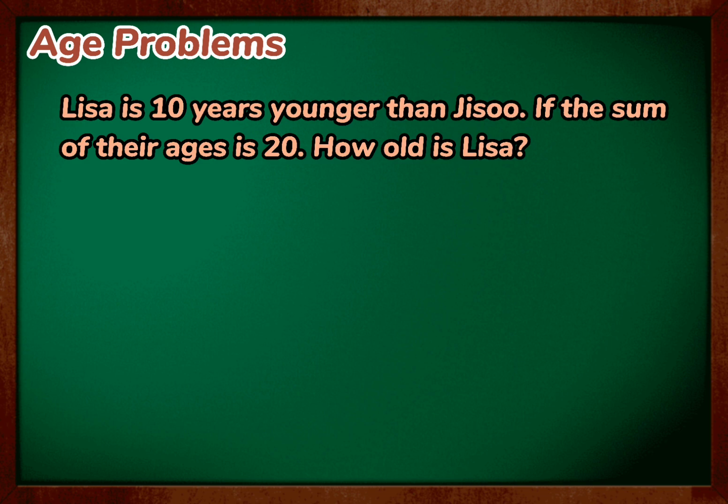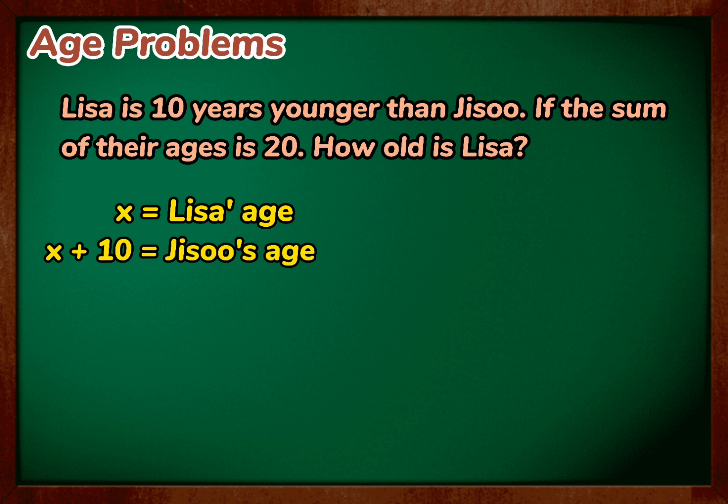Next. Lisa is 10 years younger than Jisoo. If the sum of their ages is 20, how old is Lisa? So what is required? That's the age of Lisa. Let X be the age of Lisa, and Jisoo is X plus 10 because Lisa is 10 years younger than Jisoo. Let's use the problem to set up an equation.